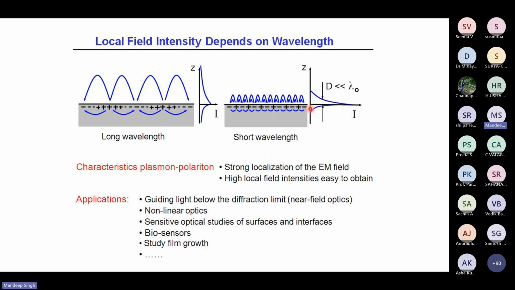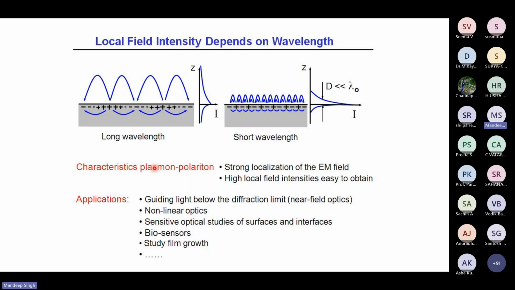And also if you see the strength and intensity behavior in the two different regions, this phenomenon will occur only when the device dimension is comparable to or less than the operating wavelength. And the intensity is better at the shorter wavelength, meaning higher frequencies. Due to this, this type of waveguide has better applications towards the shorter wavelength area. So based upon this discussion, this type of EMF wave shows strong localization. And also the high local field intensity is easy to obtain using this type of nanostructure.